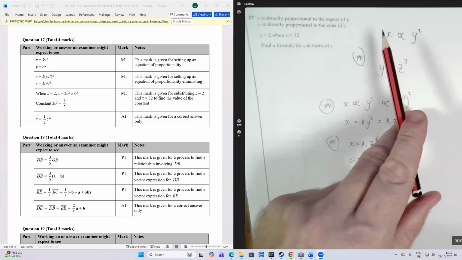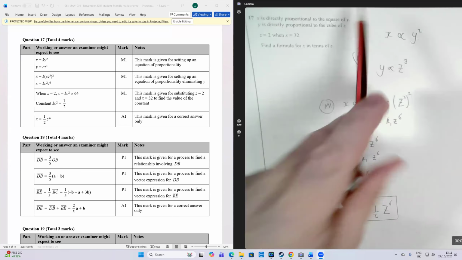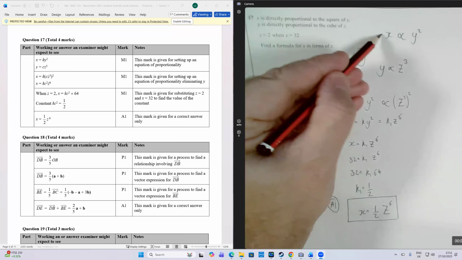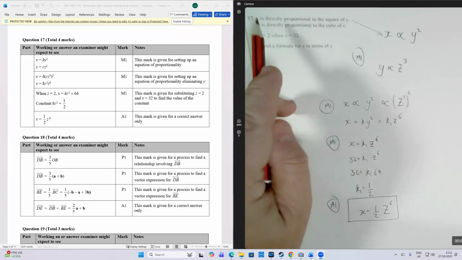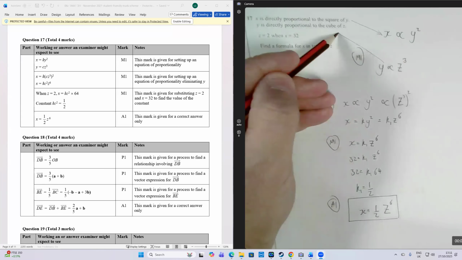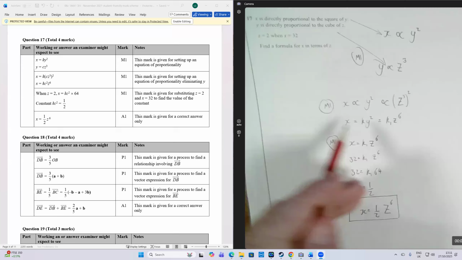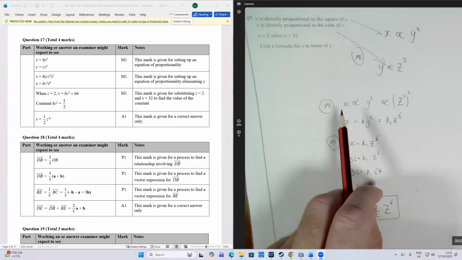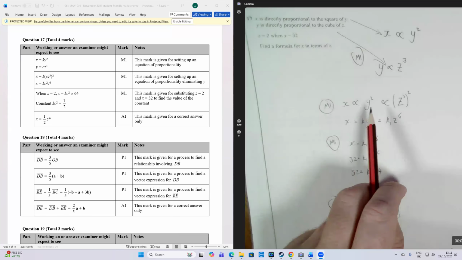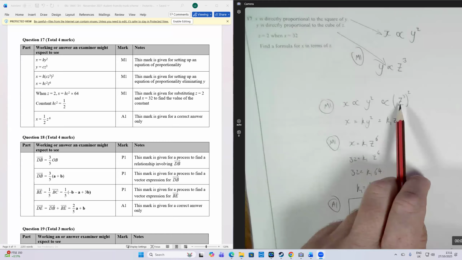We know that x is directly proportional to the square of y. So that's just a way of writing that expression there. We know that y is directly proportional to the cube of z. So that's a way of writing that. Now we've got to link these together. So x is proportional to the square of y, which in turn is proportional to the cube of z.